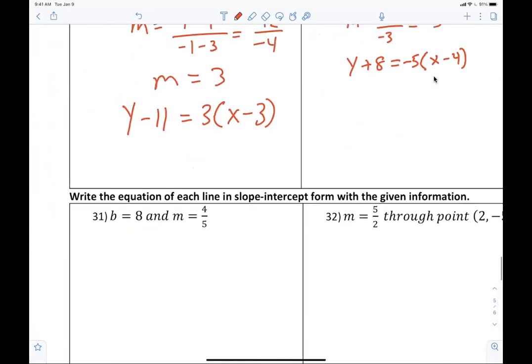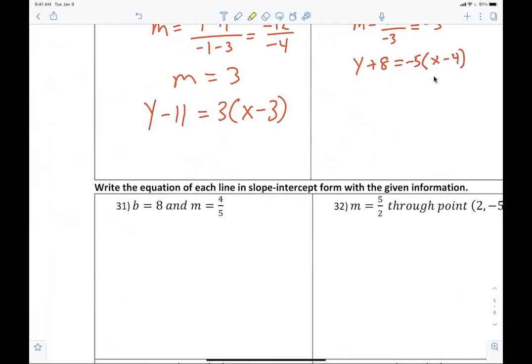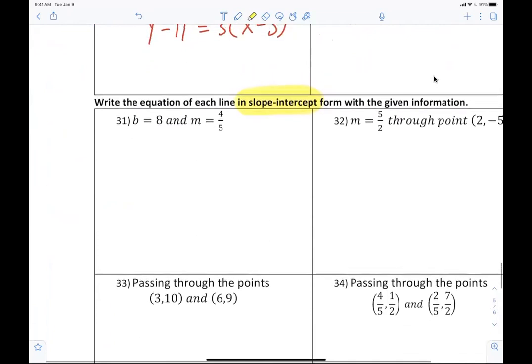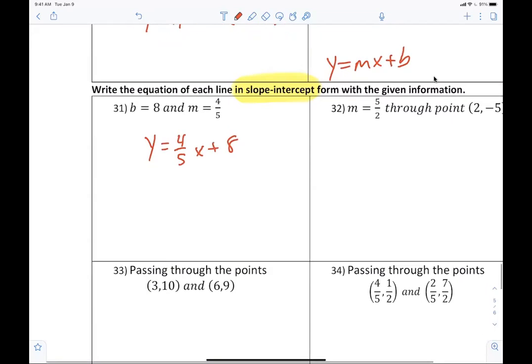All right. Now I'm asking you to write it in what form for the next one? 31. Slope intercept. So you're going to write down what in the world is slope intercept? y equals mx plus b. All right. Tyler, what's my answer for 31? y equals 4/5 x plus 8. Beautiful. That's the answer because it is the slope and it is the y-intercept. All right, go. Number 33.